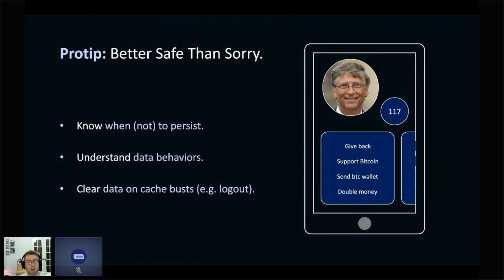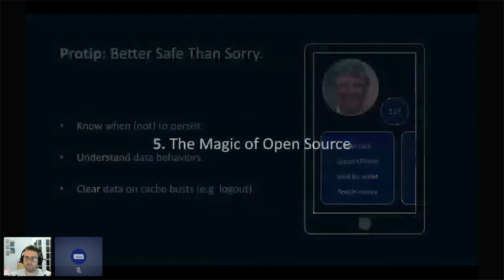It's important that you understand what type of things your application might be used for, and as a general rule of thumb, if there is a cache bust event, such as a logout, just clear your data. I mean, what's the worst that happens? It's slow for the next startup. It's probably fine. Who knows? Who am I to tell you what to do with your application?